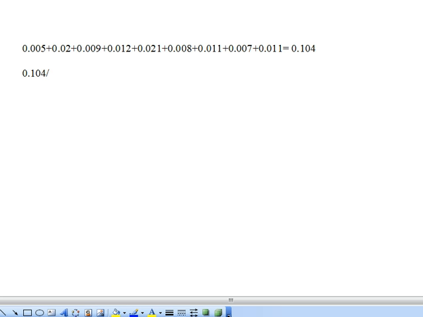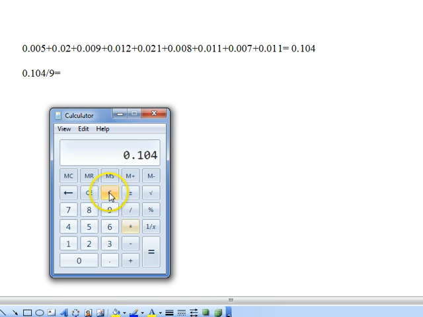Okay, and now you're going to take 0.104 and divide it, not by 10 because there's not 10 anymore, because we removed one of them because we found out that it needed to be discarded because of a malfunctioning test. So now we divide by 9 because now there's 9, okay? And so once again, 0.104 divided by 9 equals 0.0115 repeating basically.